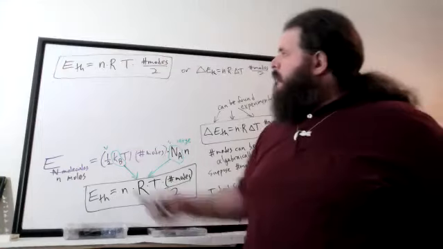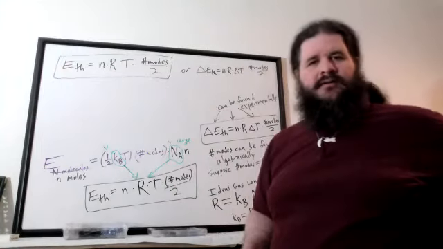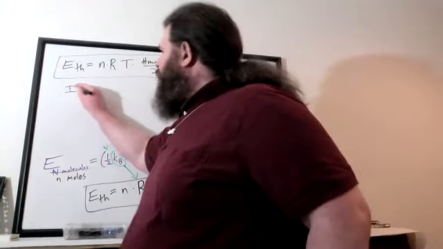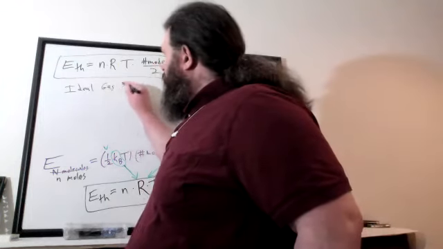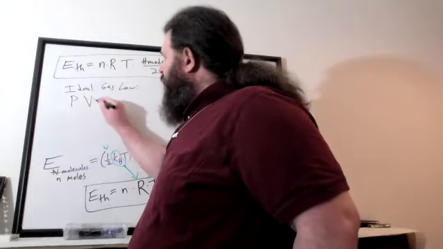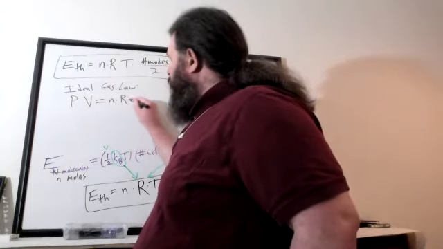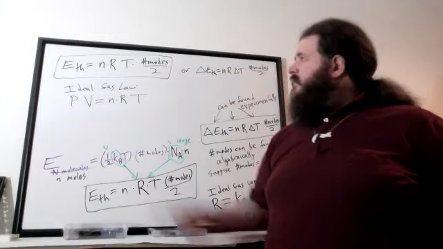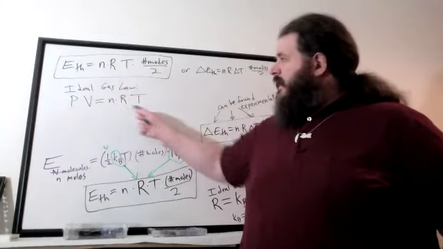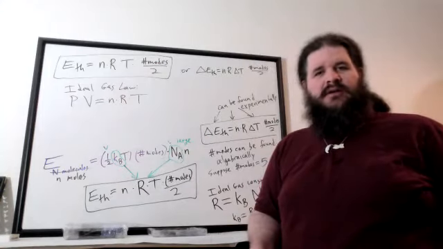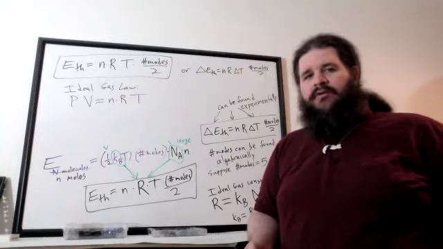One of them, where else have you seen nRT before? PV equals nRT. Yeah. The ideal gas law, or ideal gas equation, tells us that for gases, at least well-behaved gases, pressure times volume equals number of moles times ideal gas constant times temperature. Since nRT shows up here, and we also know that nRT equals PV, pressure times volume, we can make this substitution. And this substitution only works for gases.